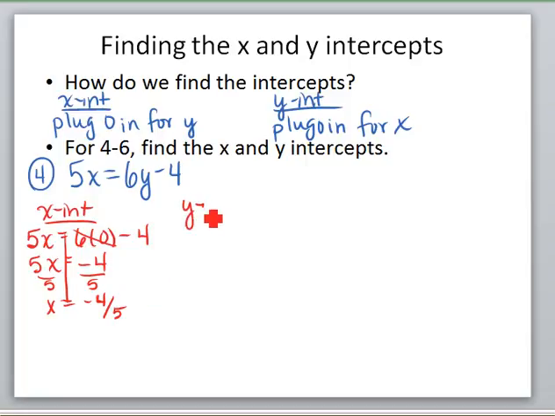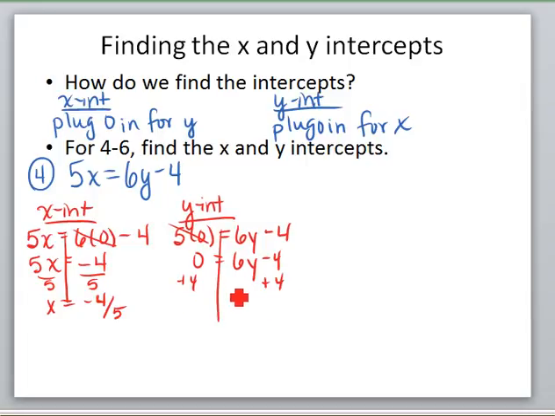The y-intercept, I can find by plugging 0 in for the x portion, keeping the y portion. That gives me 0. Now I need to solve for y, so I will do that by adding 4 to both sides. And that ends up giving me a 6y. Divide by 6 on both sides. I could say it's 4/6 to reduce it to be 2/3.